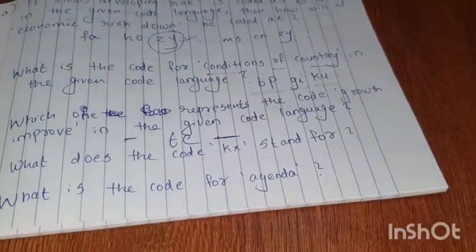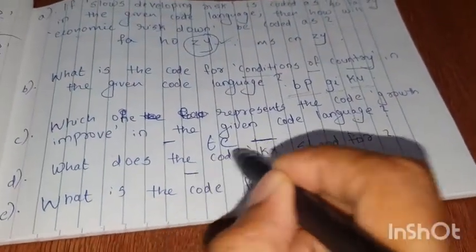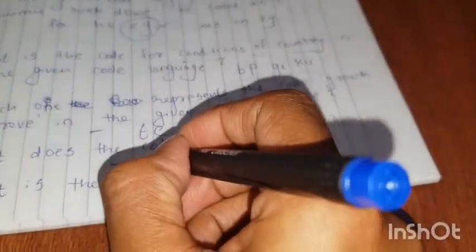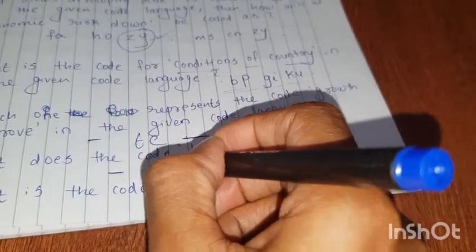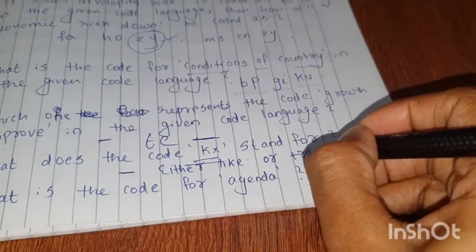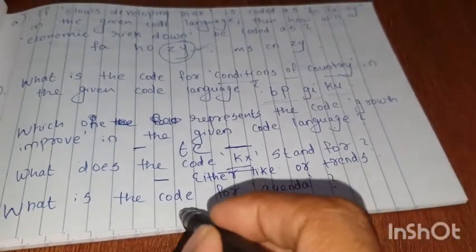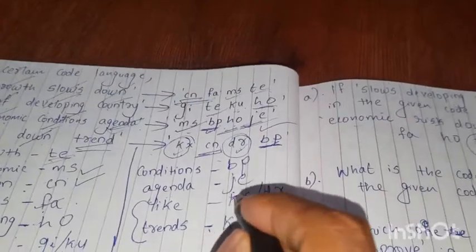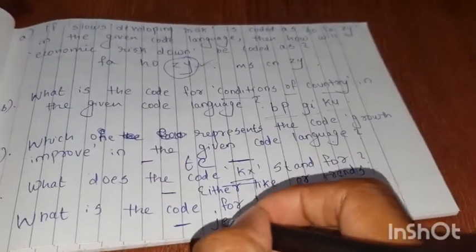Now going to the fourth sub question, what does the code KX stand for? KX means either like or trends. So the answer is either like or trends. Understood? Now the fifth sub question is, what is the code for agenda? Agenda, the code is JE. So the answer is JE.